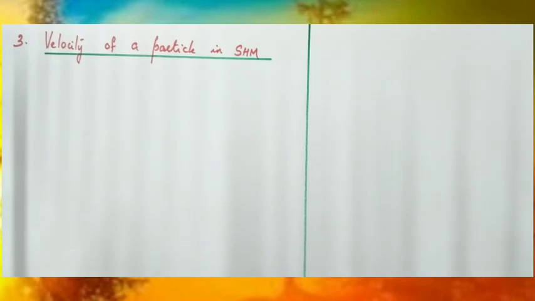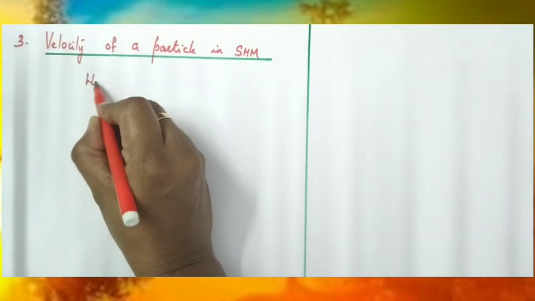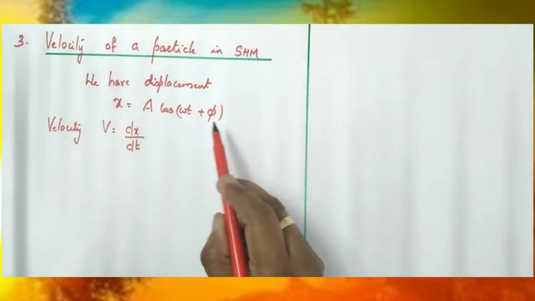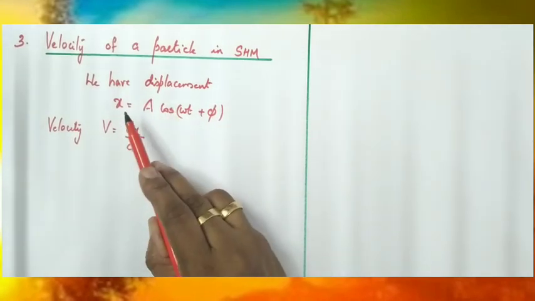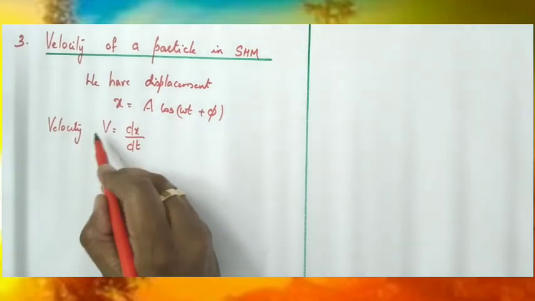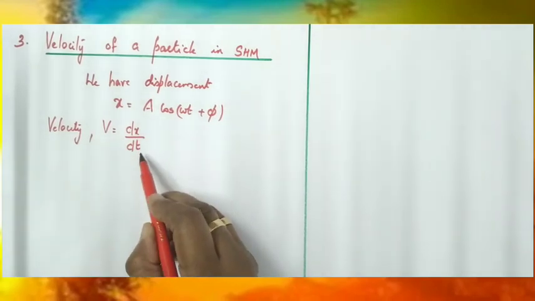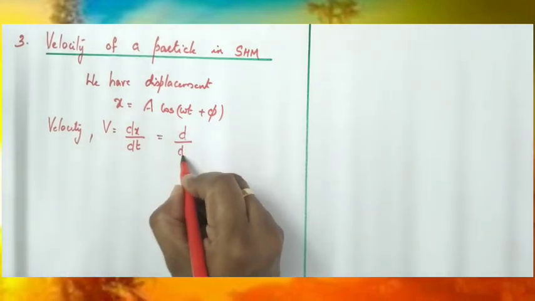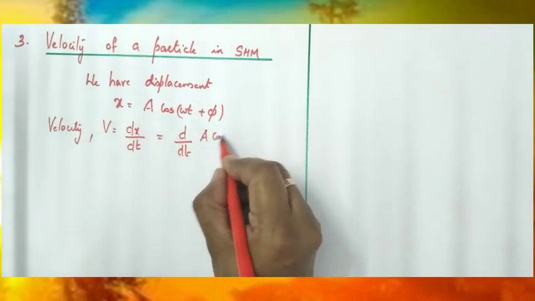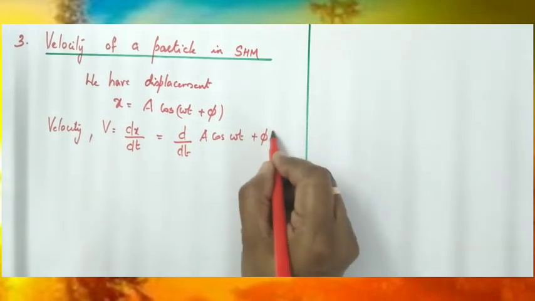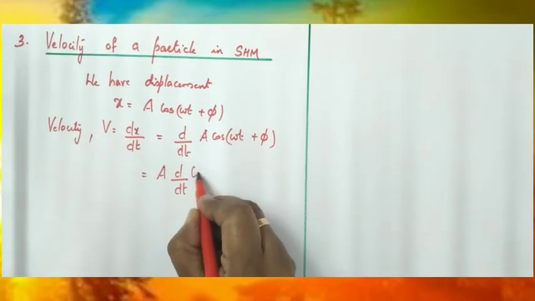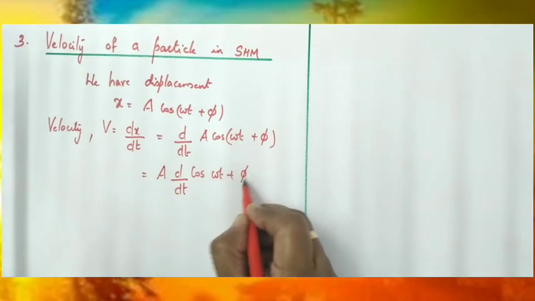Velocity of a particle in simple harmonic motion. Now we can derive the formula for velocity. We have displacement x equal to a cos omega t plus phi. So displacement is given by x equal to a cos omega t plus phi, and velocity is v equal to dx by dt. Rate of change of displacement is velocity. So v equals d by dt of, we can substitute x, a cos omega t plus phi, which is equal to a into d by dt of cos omega t plus phi.